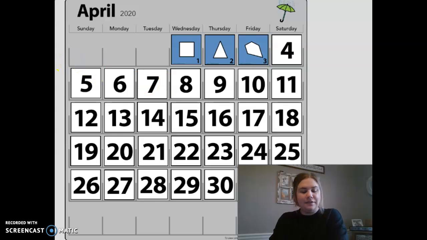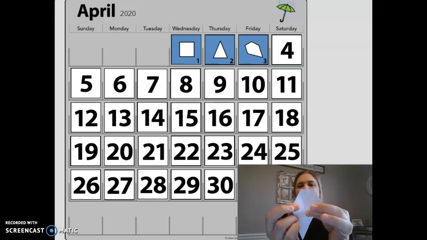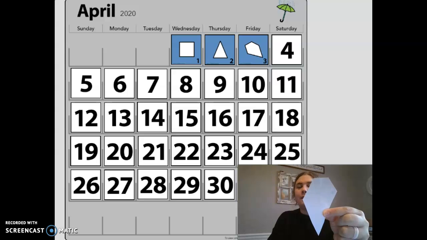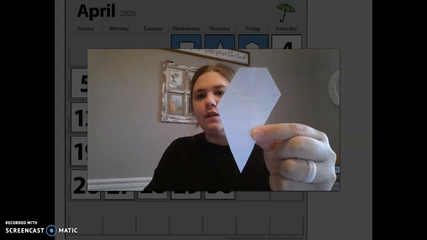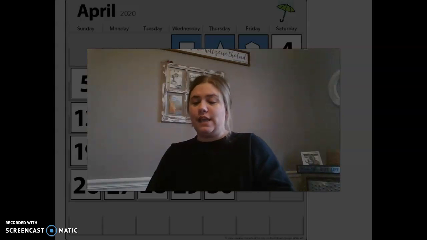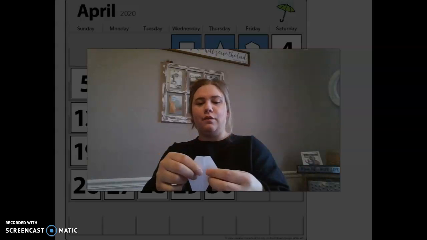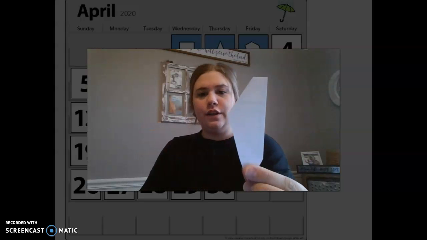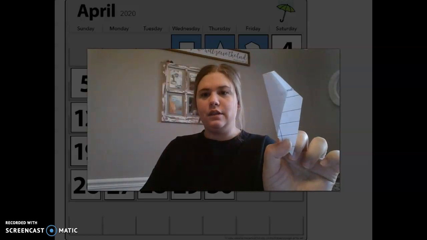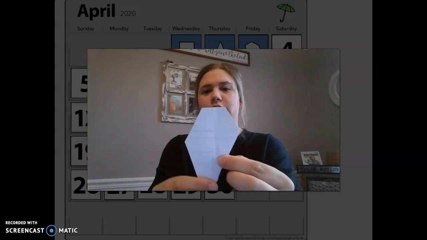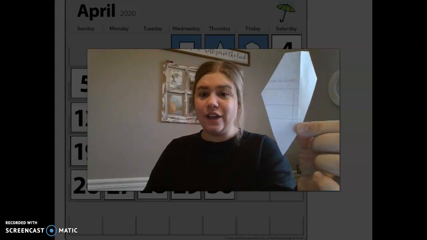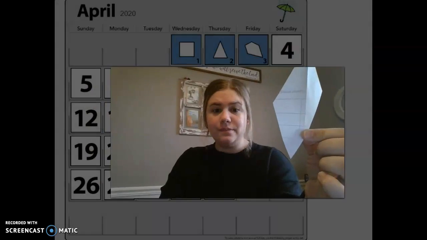Oh, we have a pentagon. So here we have a pentagon. Do you think that this is going to be congruent on both sides? Does that mean, do you think it's going to be equal on both sides? Let me enlarge this a little bit. All right, so I'm going to fold it and we're going to see. I'm going to use the top of this to help me fold it. All right, so here's what we got. Is it congruent? Are both of the sides equal? They are not. So this is our first one that is not congruent. It is not the same on both sides.